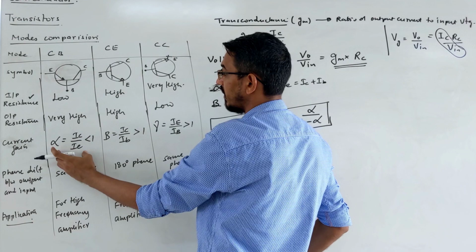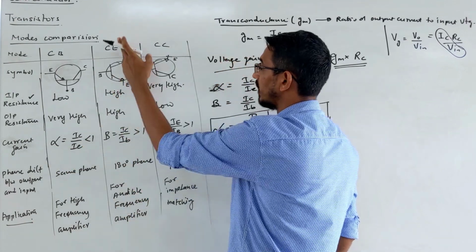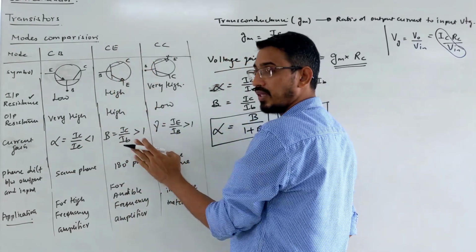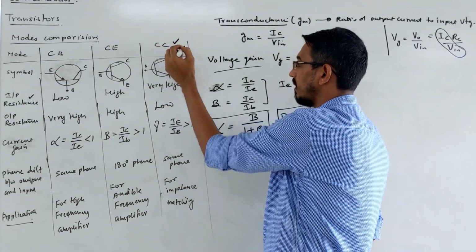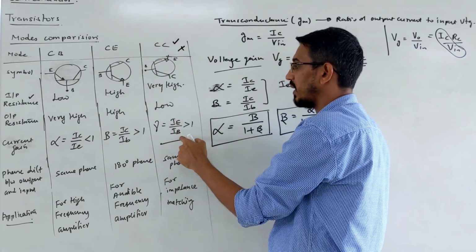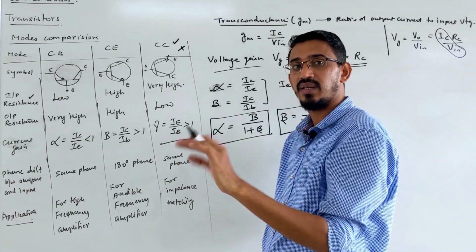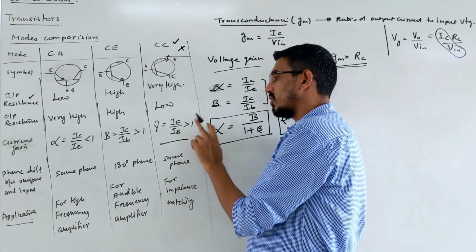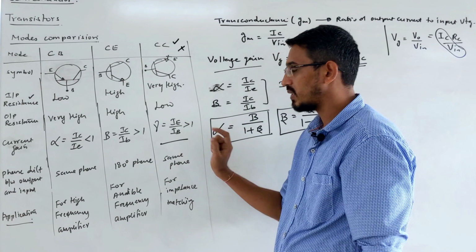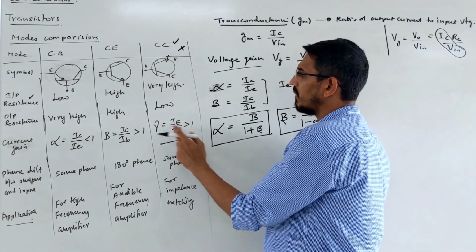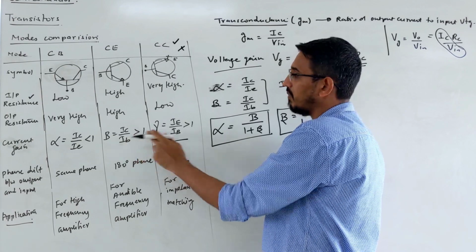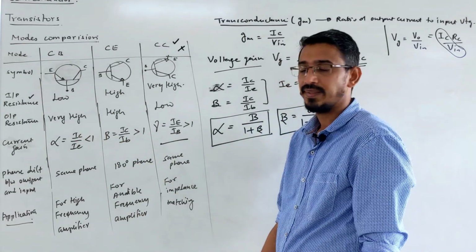In common base we know IC by IE is less than 1. Common emitter means IC by IB is more than 1. And gamma we write for common collector. Not in syllabus, still I am writing here. Gamma is IE by IB, emitter current by base current. This value is also more than 1 because IE is always more than IB. This is even more than beta. Keep in mind gamma is the biggest.